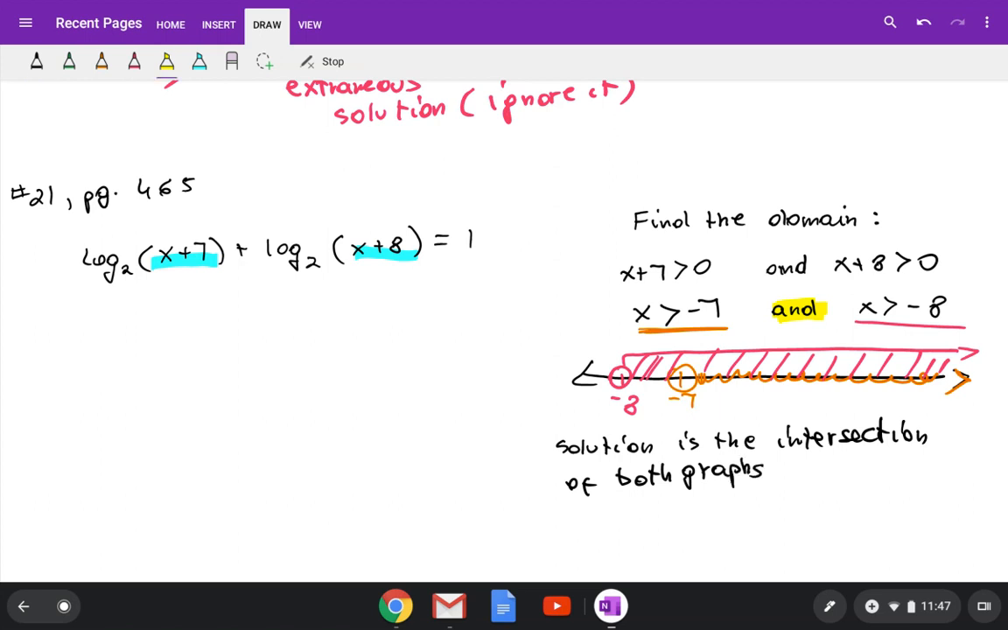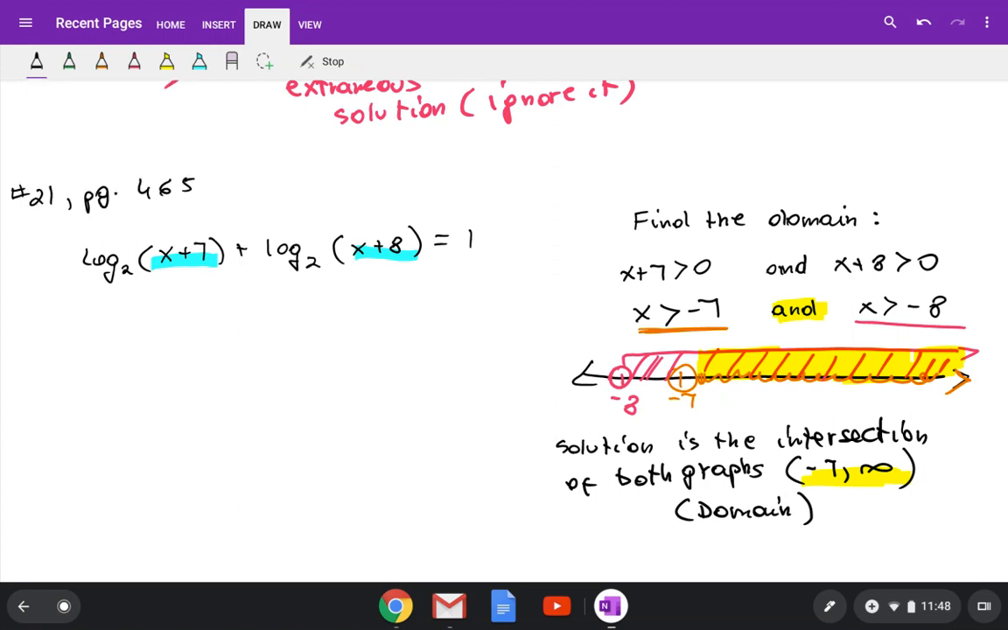Okay, so the intersection of both graphs will be right here, from negative 7 to positive infinity. So this is our domain. That's the intersection of both. So again, don't forget that we're talking about domain. So any x greater than negative 7 will satisfy our equation. Okay, so we have a domain.